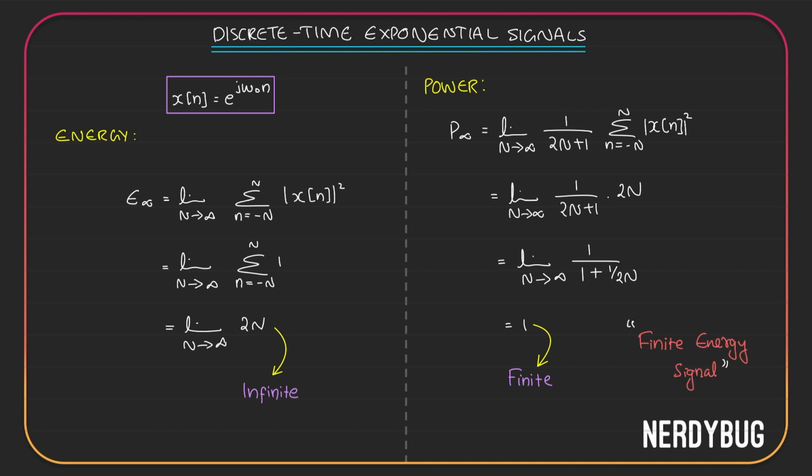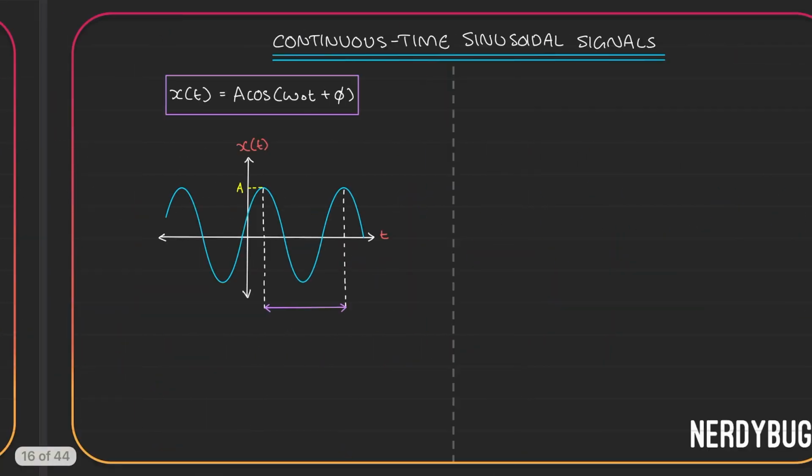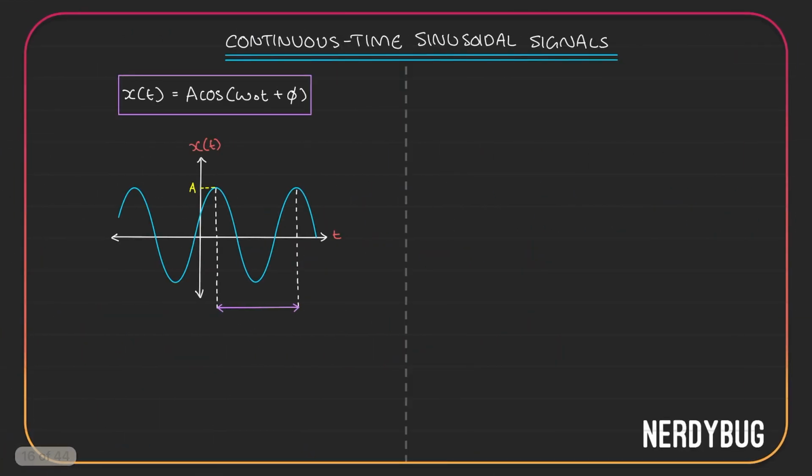That's all about exponential signals. Now let's move on to sinusoidal signals. And we will start with continuous time sinusoidal signals. A general equation to define continuous time sinusoidal signals could be A cos of omega naught t plus phi. A being the magnitude, omega naught being the angular frequency, t is the variable time, phi will be the initial phase. Graphically, it can be shown like this.